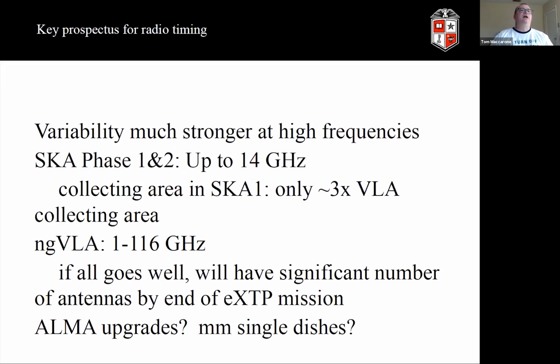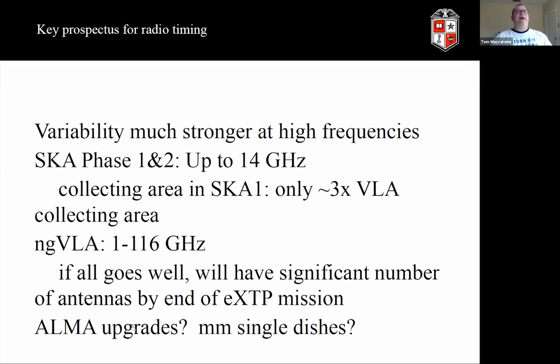The next generation Very Large Array, which is the proposed American big upgrade in radio astronomy, would go from 1 to 116 gigahertz. And if all goes well, it'll have a significant number of antennas built by the end of the EXTP mission. So one thing I think that is important to think about is that the EXTP and the rest of the X-ray timing community should start pushing for ngVLA if they haven't already.